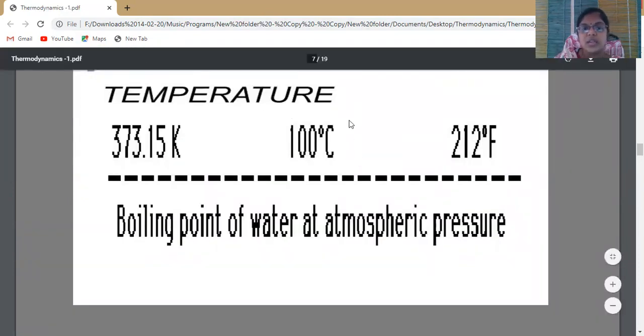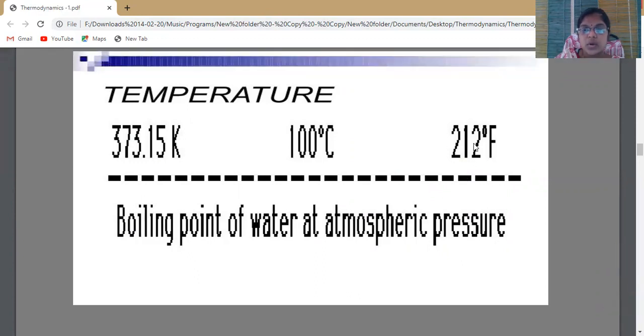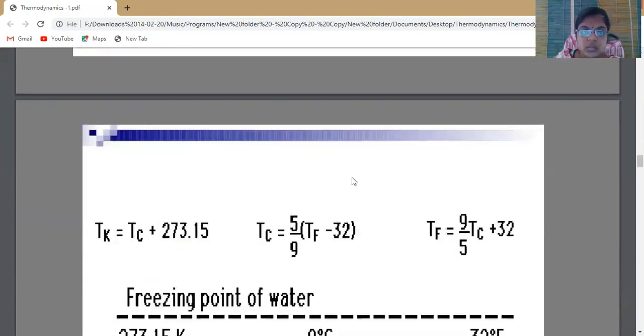And next, the temperature in degrees centigrade. 100 degrees centigrade is the boiling point of water at atmospheric pressure. In terms of Kelvin, 100 plus 273.15 is 373.15 Kelvin, and in terms of Fahrenheit it is 212 degrees Fahrenheit. So the boiling point of water at atmospheric pressure is 100 degrees centigrade, 373.15 Kelvin, and 212 Fahrenheit. Very important from the problems point of view, so study these points carefully.